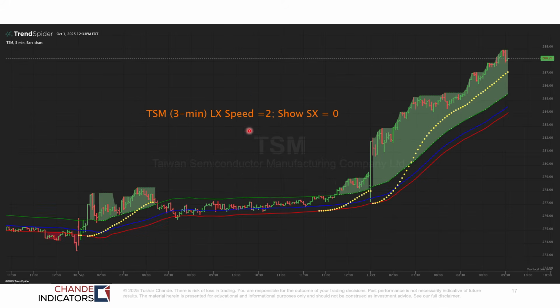This is TSM, 3-minute chart again, LX 2, not showing the short side exits. Observe that the 2x band has filtered out all of the consolidation here. Nice exit out of the uptrend, a little chop here, and then a very nice trailing stop that's moving very aggressively as the market heads higher. So again, using a very short time frame on the same speed of exit.